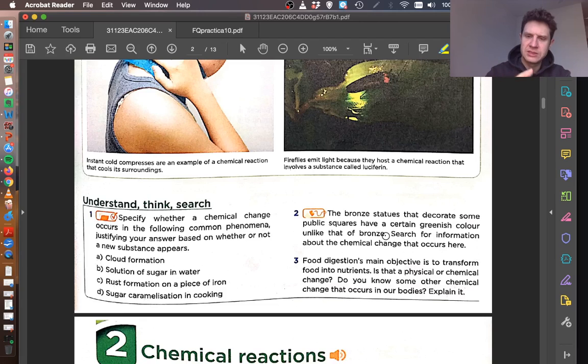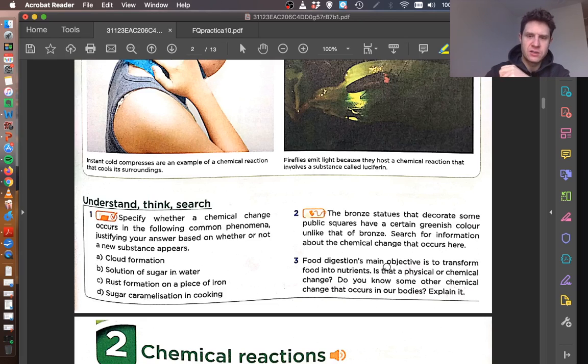Yes, the bronze is like a copper color, but since it's in contact with oxygen, it starts to change color to green. Yes, so we have a chemical reaction because of the oxygen.